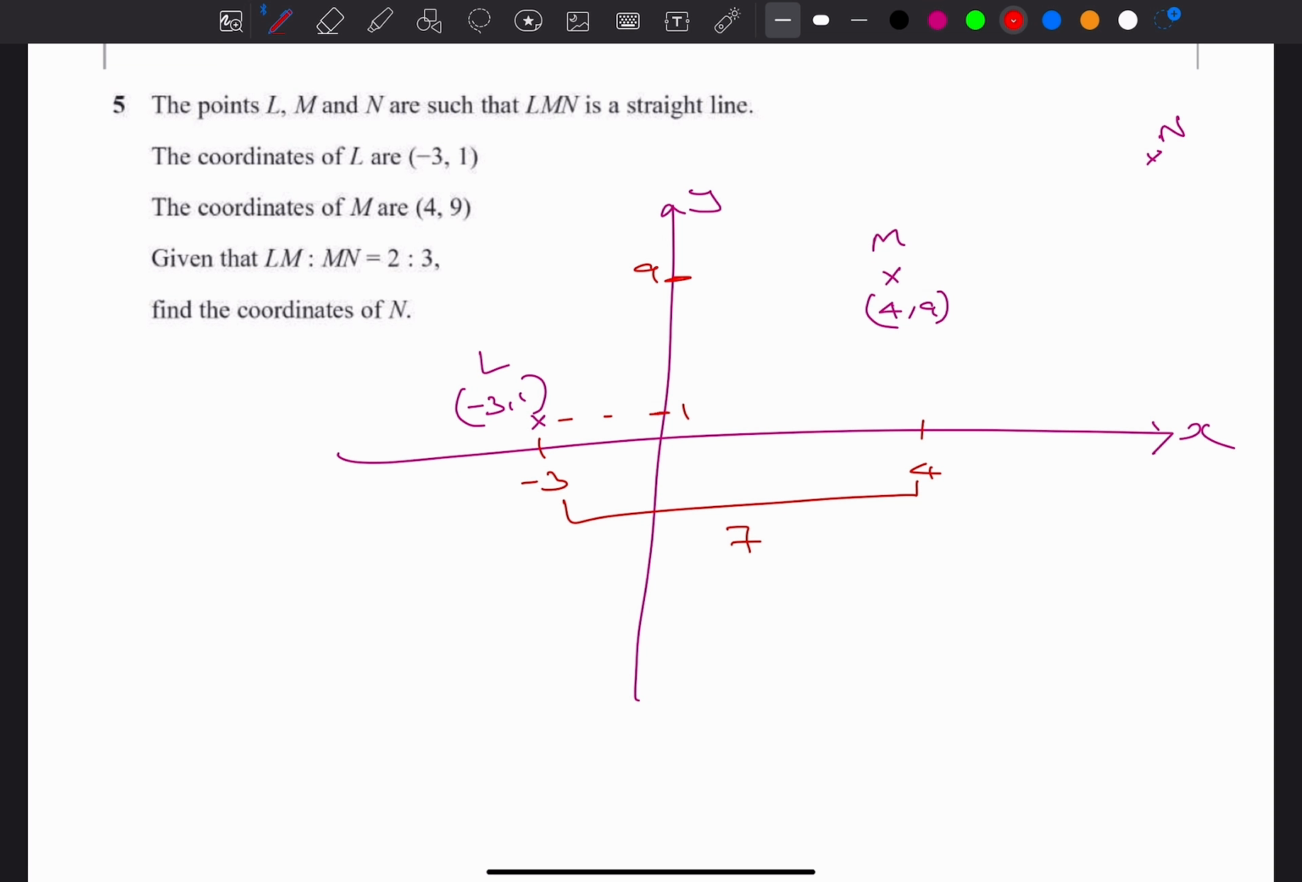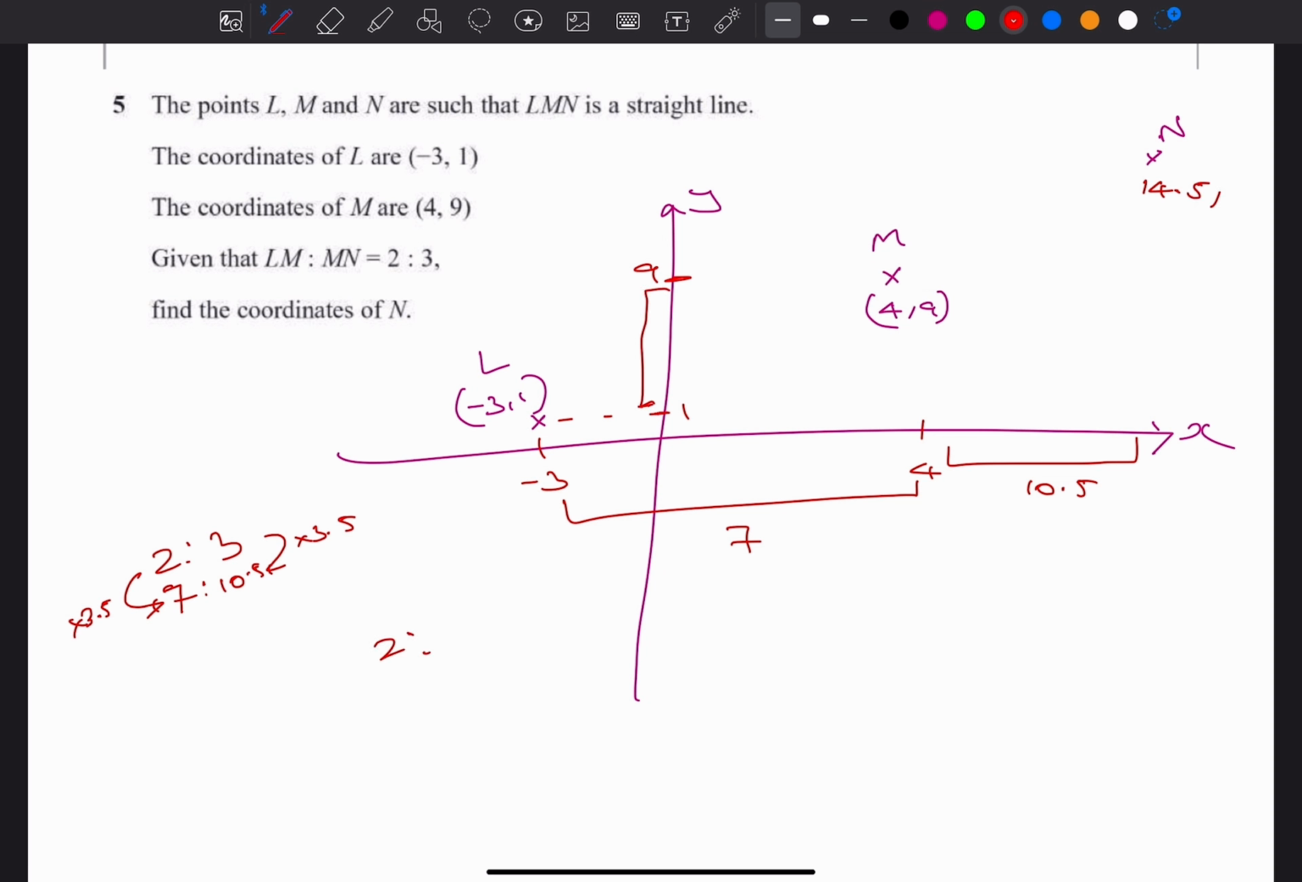Okay. So 2 is to 3. So that L to M was 2, instead of 2 it was 7 now. Times it by 3.5 to do it. That makes it what? 3 times 3.5, 10.5. So from here to here is 10.5. That will make that 14.5. Comma. Here to here, that's okay.